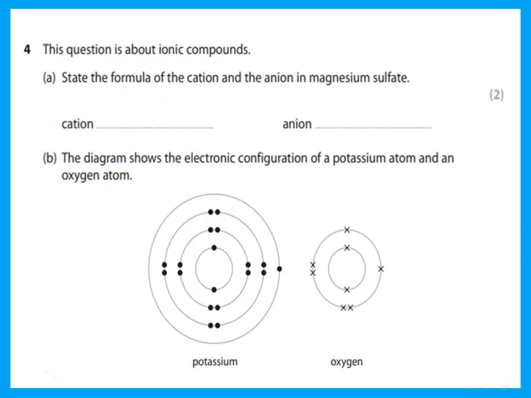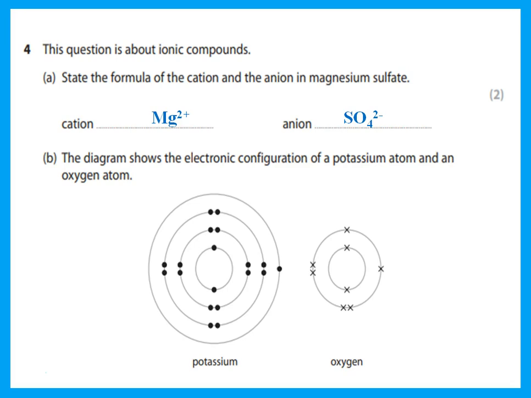This question is about ionic compounds. State the formula of the cation and anion in magnesium sulfate. You should remember that cation is the positive ion, anion is the negative ion. Usually, if we have any compound, the first part of it is usually the positive one, the second part is usually the negative one. If you don't remember it, you should know that magnesium, for example, is a metal. It has two positives because it is in group 2, so it usually loses 2 of its outermost electrons.